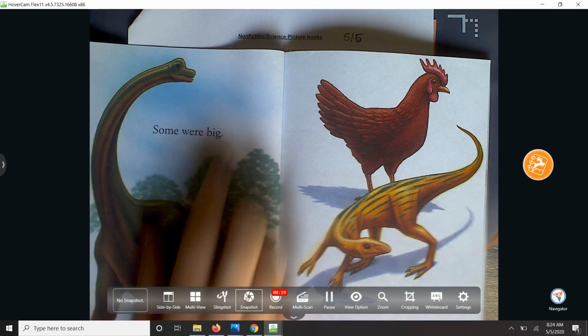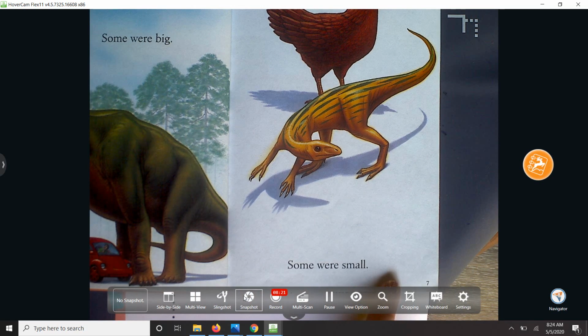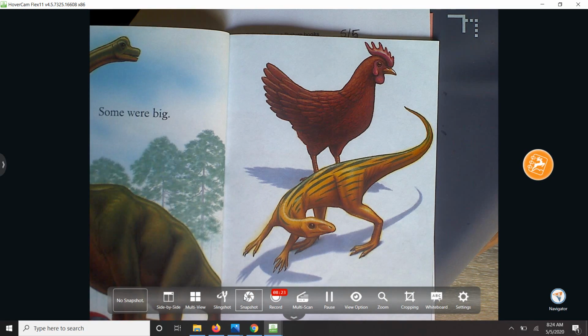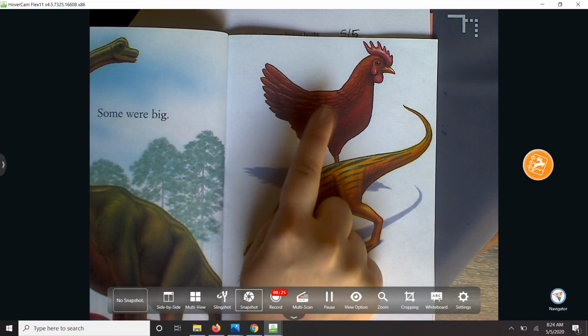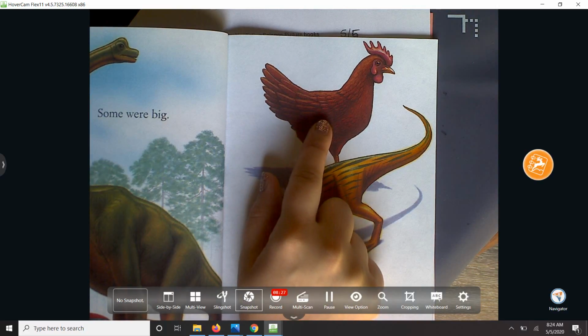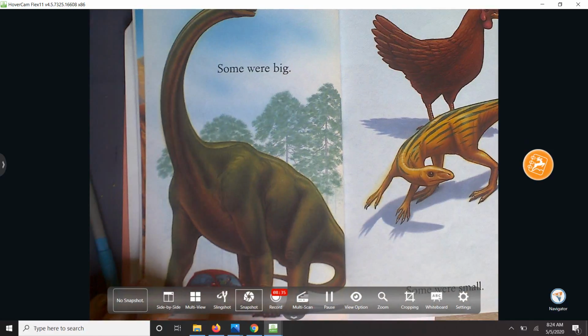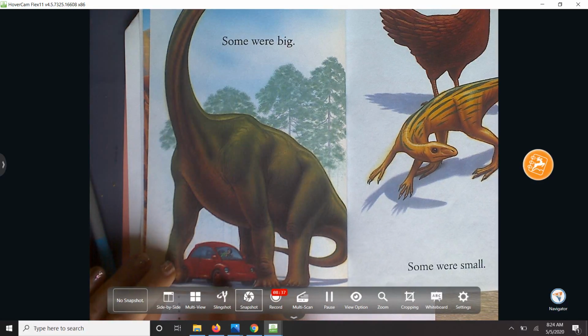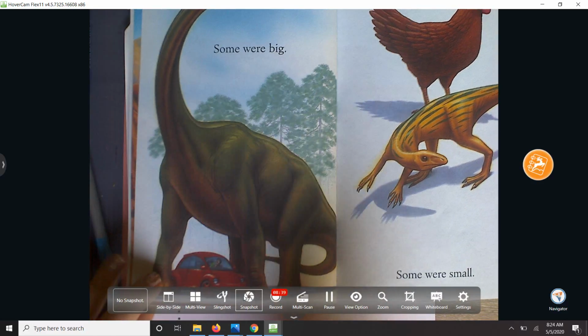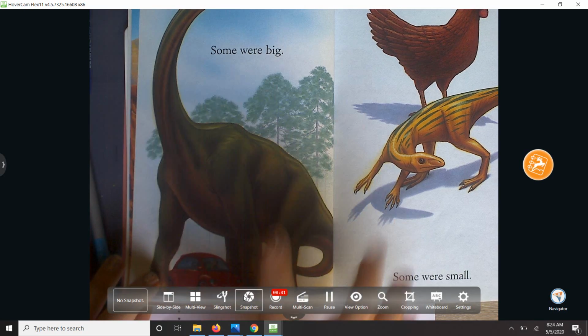Some were big, some were small. You can tell that this picture is comparing things. Everybody who is alive today knows what a chicken is. It's just a common animal where we live. Okay? So if you know what a chicken is, you can compare this. Everyone has probably seen a car, so you can compare. So they've done a comparison. It's common in science books to make comparisons.